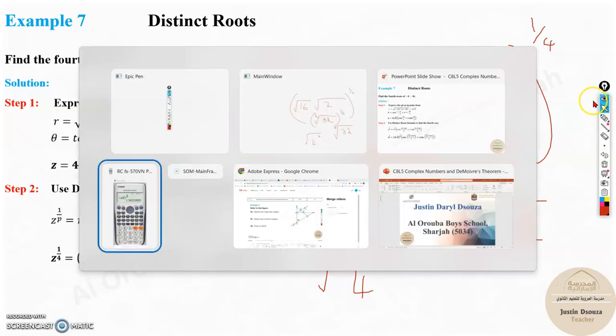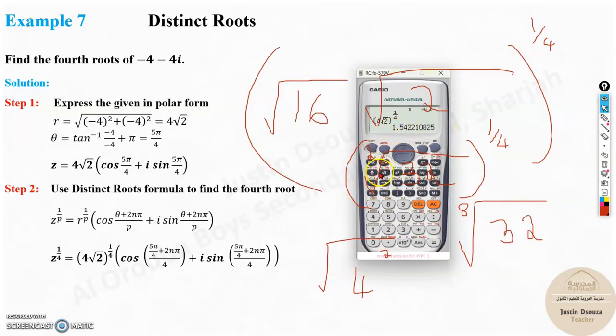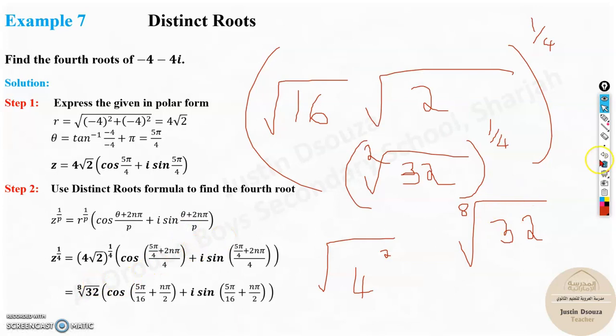Let's check the answer. We had got 1.54. Now I will take shift and this symbol over here. What is it? 8 and 32. You can see the answer will be the same. So that is the answer.